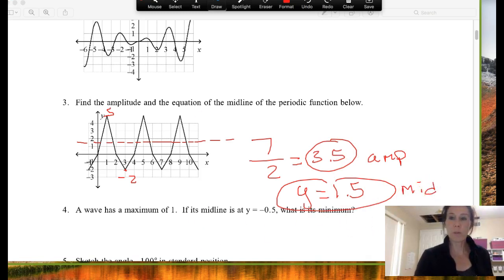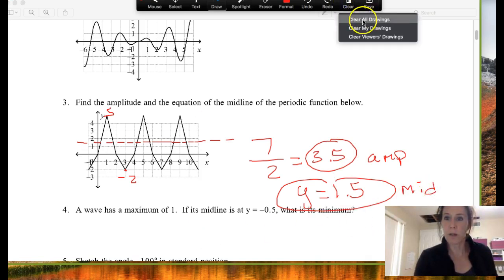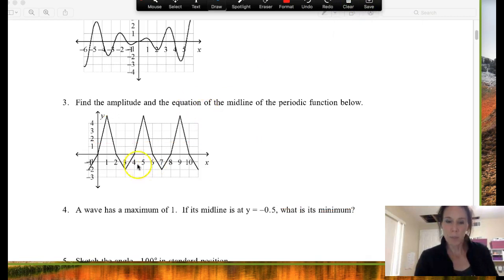All right, so graphing the midline is super important for finding the amplitude. Normally, on the regular graph, the midline is the x-axis, or y equals 0. All right, let's look at a wave. It has a maximum of 1, and its midline at y equals -0.5. What's its minimum? All right, think about this.